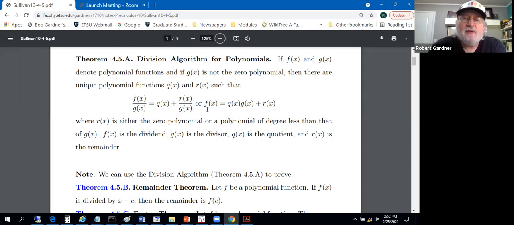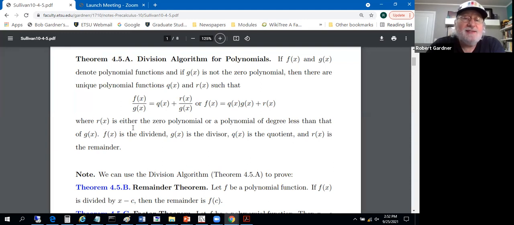If we were to multiply through by g of x, or cross multiply, then we get f of x is q of x times g of x plus r of x. Same kind of thing we had with numbers. Q is the quotient, r is the remainder, and we get these relationships. These we will use in the setting of polynomials and finding roots, and some conditions that'll guarantee that we have a root of a polynomial.